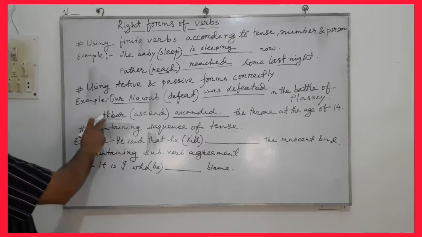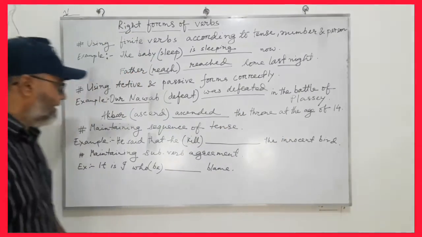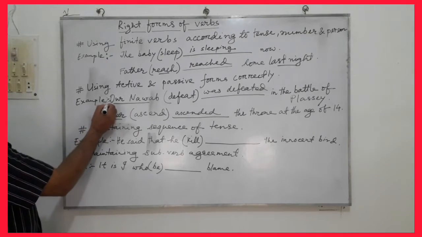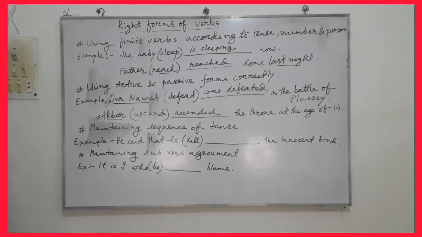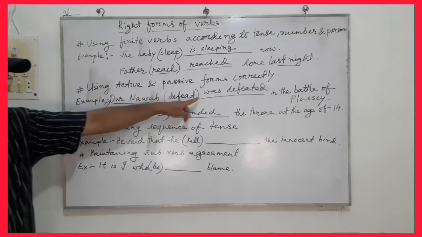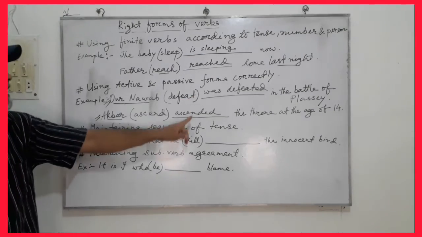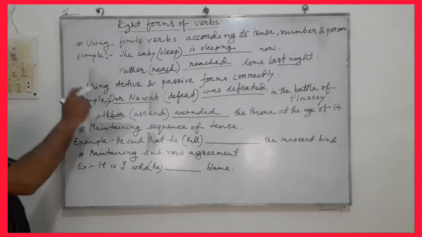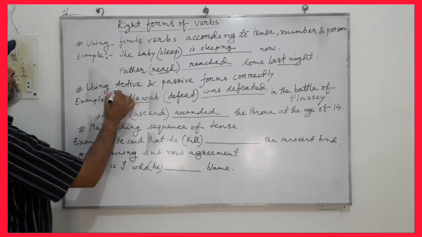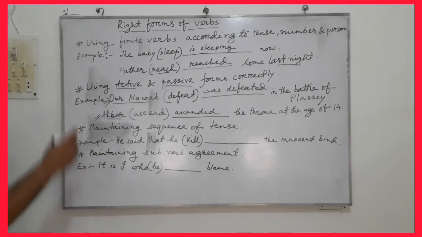Now we see Akbar ascended the throne at the age of 14. So look at the two sentences again. The above sentence, first one is in passive form and the second one is in active form. We have to maintain this active and passive form correctly while using the verb.